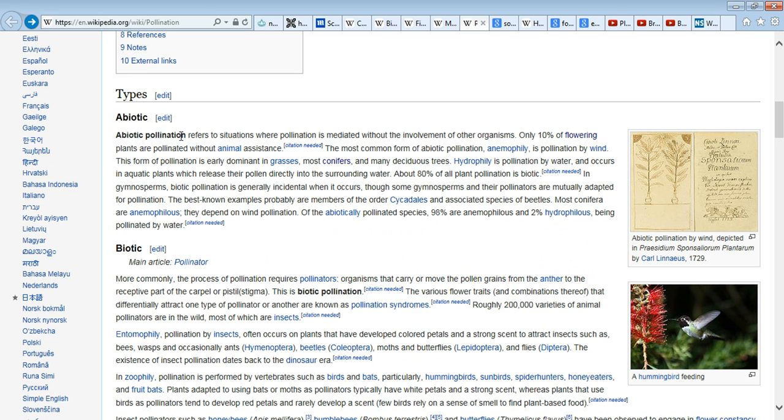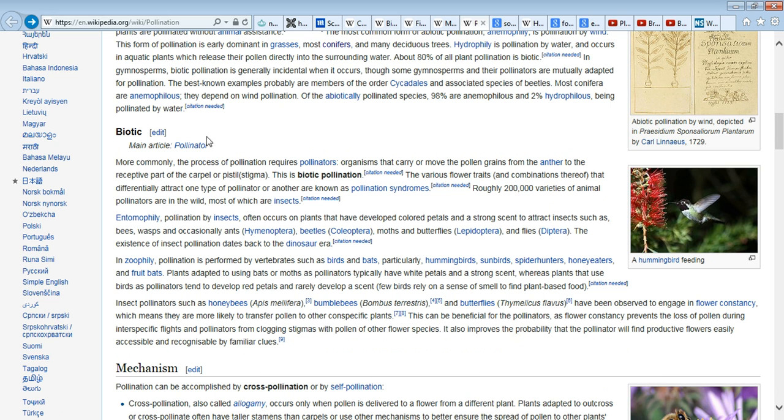Abiotic pollination refers to situations where pollination is mediated without the involvement of other organisms. Only 10% of flowering plants are pollinated without animal assistance. So of all the flowering plants, 90% of them need pollinators, insects, to be able to reproduce. Okay, biotic pollination. More commonly, the process of pollination requires pollinators, organisms that carry or move the pollen grains from the anther to the receptive part of the carpel or pistil, the stigma. This is biotic pollination.